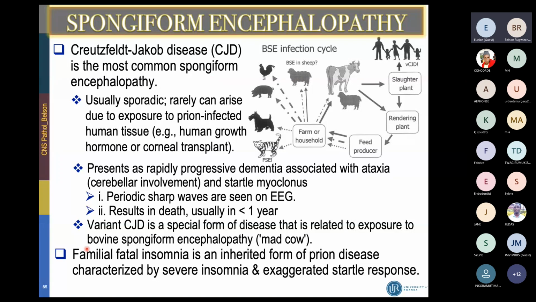So if a human is affected, there will be a rapidly progressive dementia associated with ataxia because the cerebellum is involved, and startle myoclonus. There will be periodic sharp waves seen on EEG, the electroencephalogram. It results in death, usually within 1 year. So the risk factor here is exposure to bovine spongiform encephalopathy, or medical exposure.